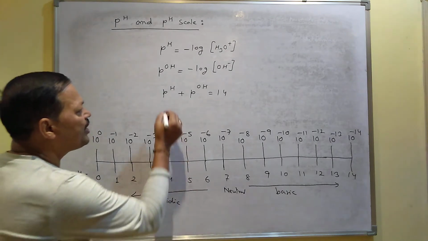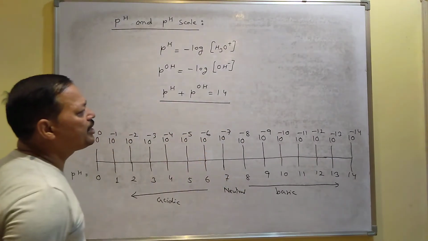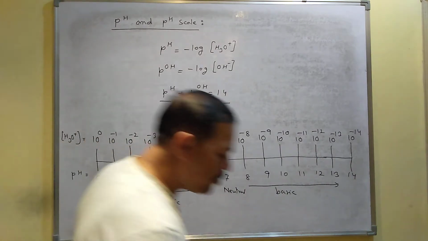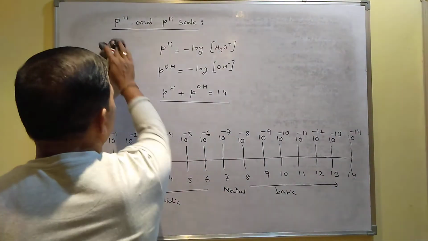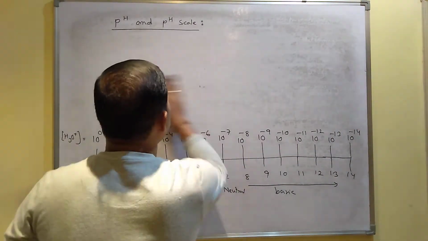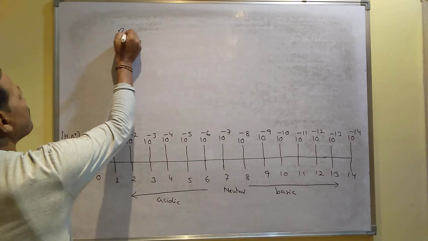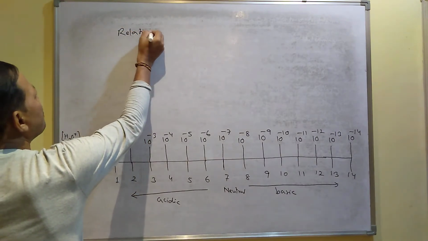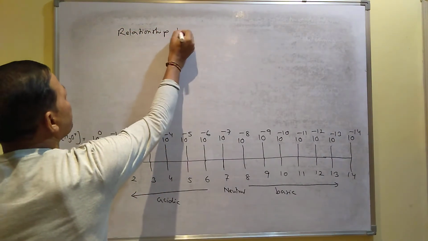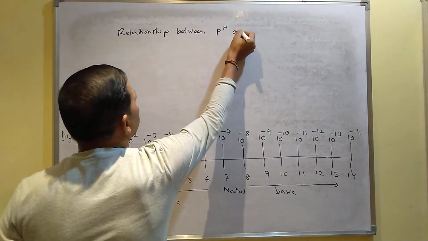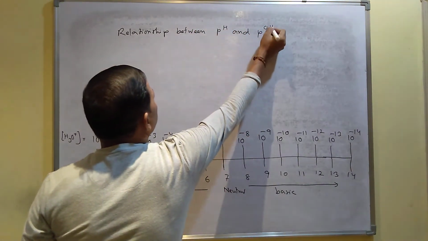Now, as I have given the relation, pH plus pOH gives 14. So how does the relation come? That relation I will give you. The relationship between pH and pOH, that relation I will find out.